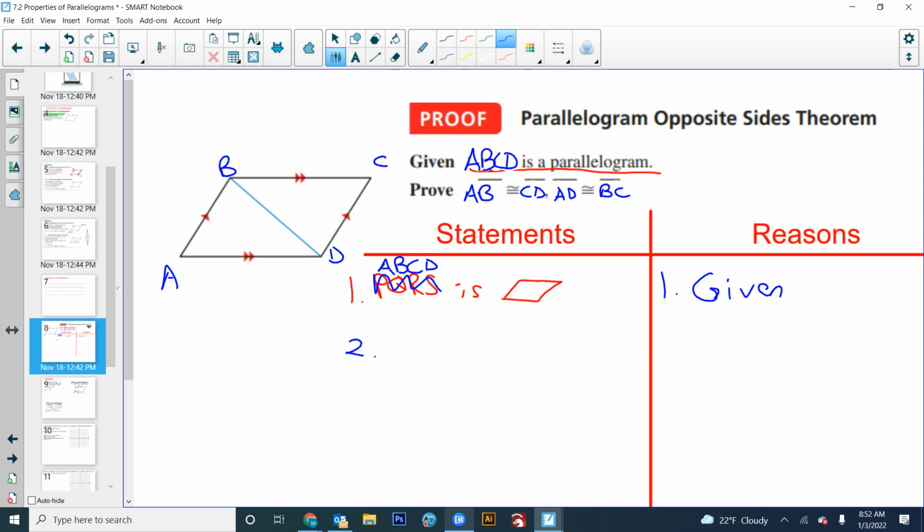All right? Now, I would probably write out first, they marked it in the picture, we have to say it. AB parallel to CD and BC is parallel to DA. That's not given. If it doesn't say it up in the given statement, you can't write given next to it. What is the reason I'm allowed to write that? That is the definition of a parallelogram.